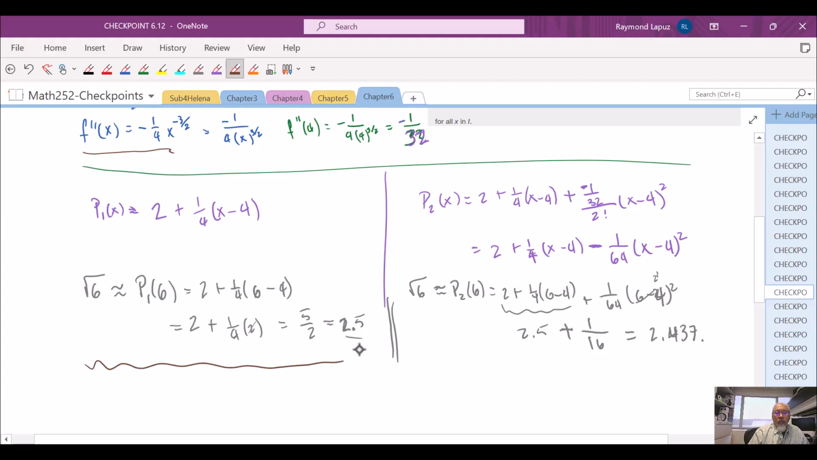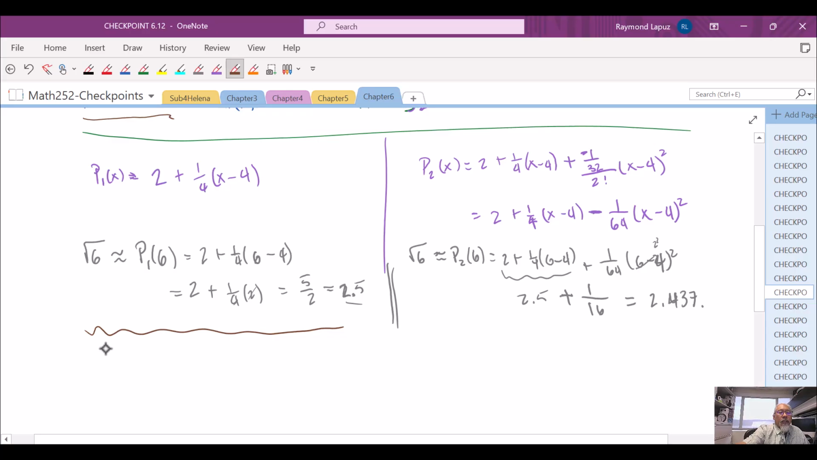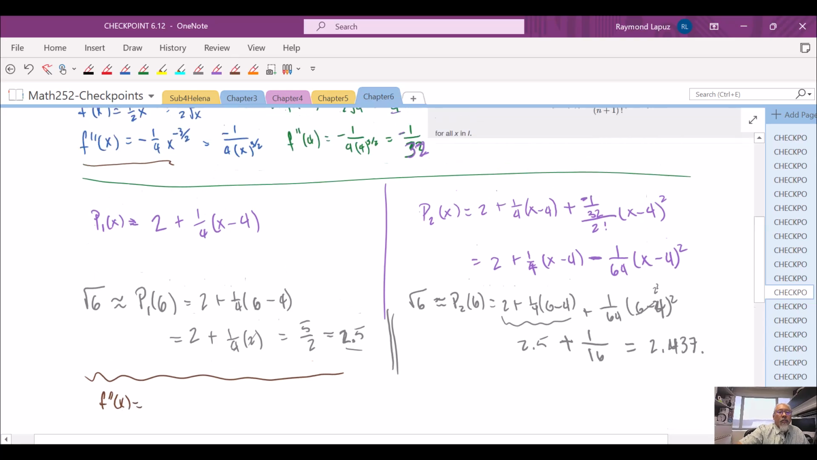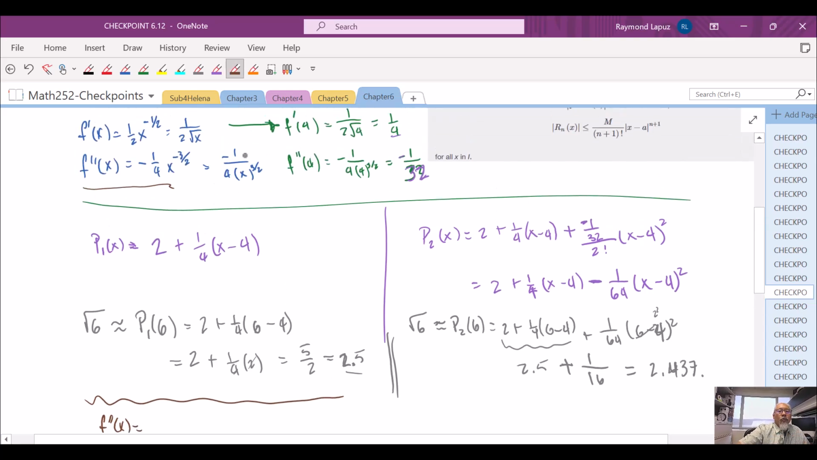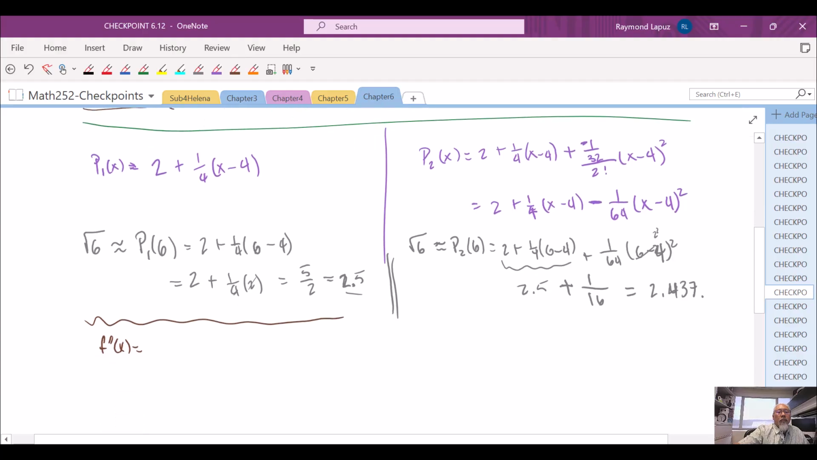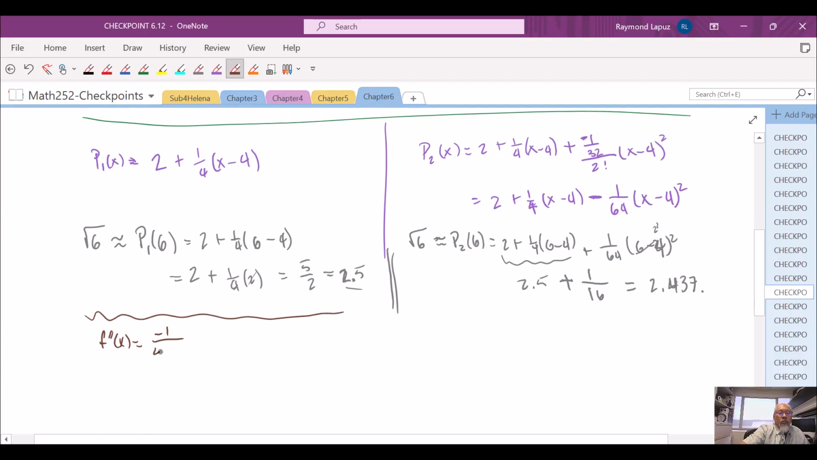Let's do this first one first. To figure out the error term, we need to find our second derivative. So let's rewrite that. F double prime of x is equal to, let's just see what we got here, negative 1 over 4 x to the 3/2 power. So negative 1 over 4 times x to the 3/2 power. And then we want to see what that is for the interval. Let's go from the interval of x, the x value that we're putting in, which is 6, and then the a value that we have, which is 4.